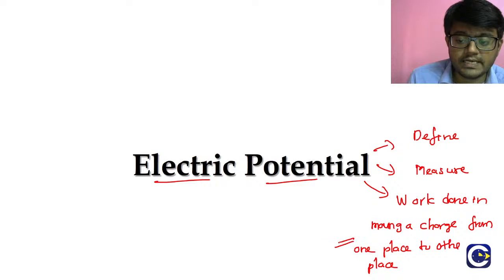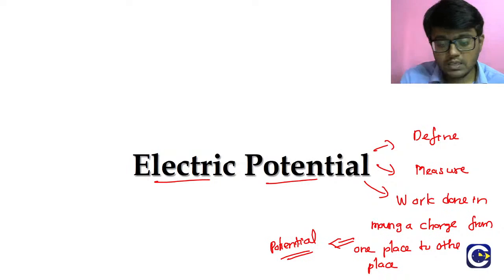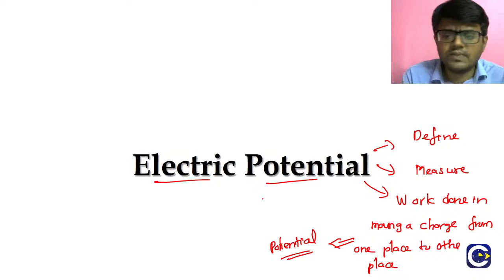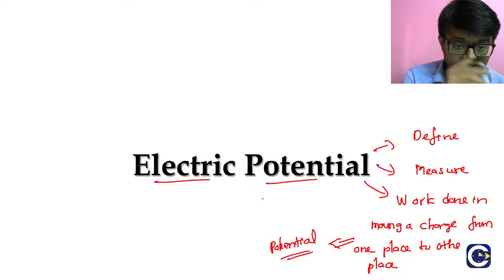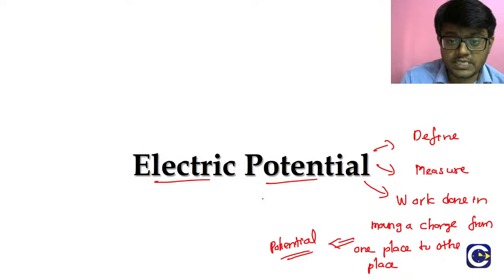So this will be related to what? The work done expression will be related to the potential, or we say potential difference. So all these we have covered. Now we will start with the relation between electric potential and electric field. And in past year questions they have asked questions on the relation between the electric potential and electric field.